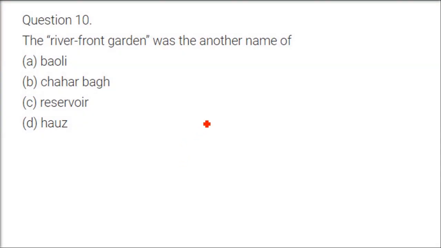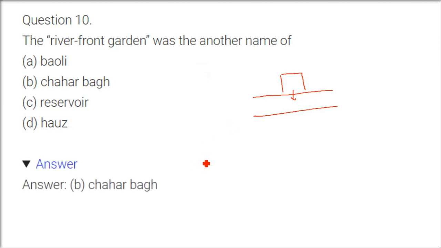The riverfront garden was another name of... Now here is a river. We are talking about the Yamuna river here. And here is the house. And we have the front of the house facing the garden. So this is the riverfront garden and this is called Char Bagh or Chahar Bagh.